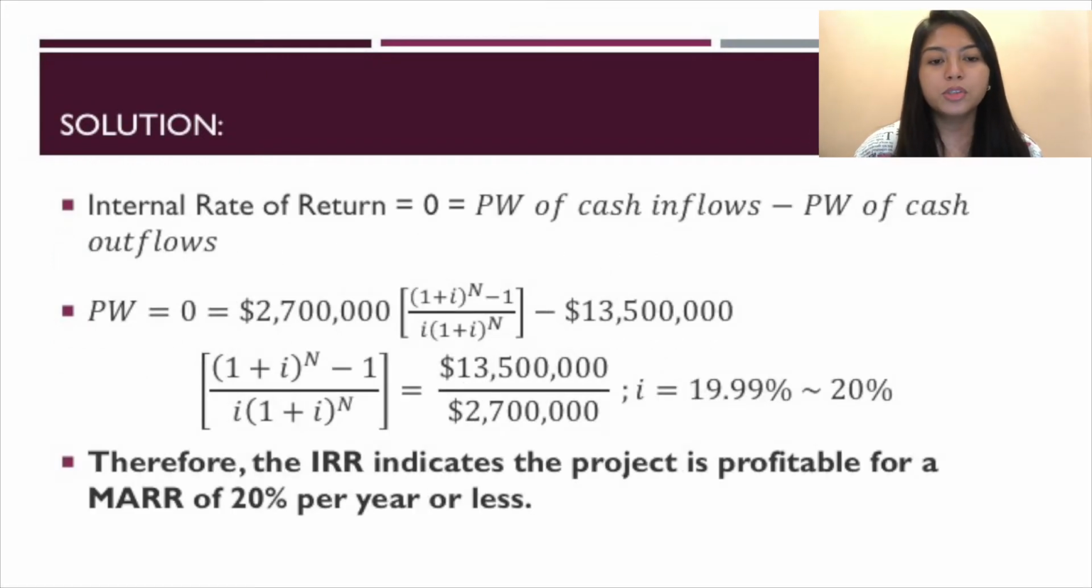Now for internal rate of return, which is equal to 0, which is also equal to the present worth of cash inflows minus the present worth of cash outflows. So substituting the values again, present worth equals 0 equals $2.7 million multiplied by ((1 + i)^n − 1) over (i(1 + i)^n) minus $13.5 million. Shift solve, we will get 19.99% for i, which is approximately 20%. Therefore, the IRR indicates that this project is profitable for an MARR of 20% per year or less.